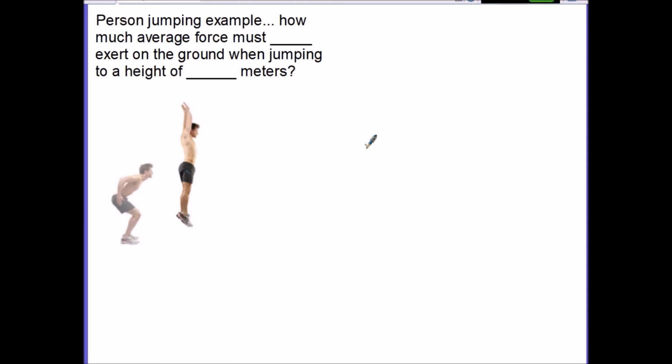So, a person jumping example: how much average force must whatever student we have in class exert on the ground when jumping to a height of... I'm going to just go ahead and make someone up. Let's call him Joe Physics, who has a mass of 80 kilograms. Let's say he jumps to a height of 0.75 meters, which is about a 30-inch vertical, which is pretty good.